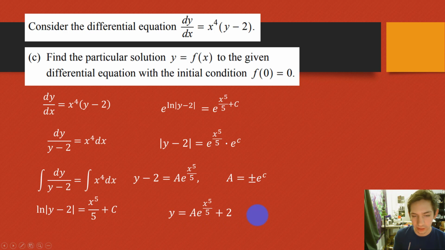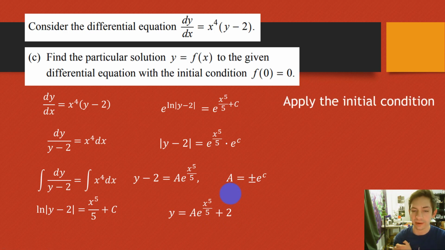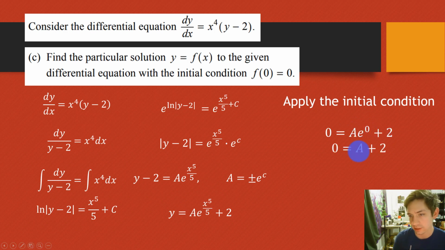Then we add 2 to the other side. We're almost done. It's time to apply the initial condition. So we're about halfway done. We have a lot of points for this problem already. Let's finish it off. So we're applying the initial condition of f of 0 equals 0. So y is 0 equals a e to the 0 plus 2. E to the 0 is just 1, so we get 0 equals a plus 2. So a is negative 2, and our last step is to rewrite this with the negative 2. So y equals negative 2 e to the x to the 5th over 5 plus 2.